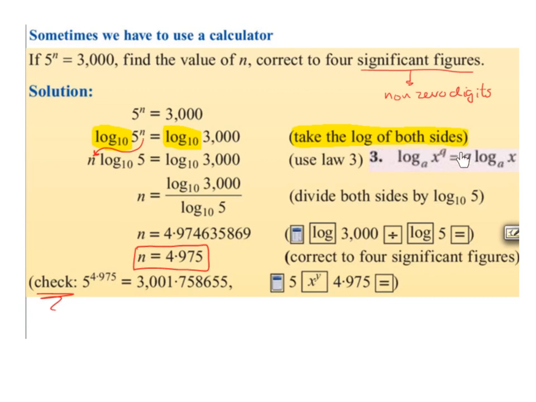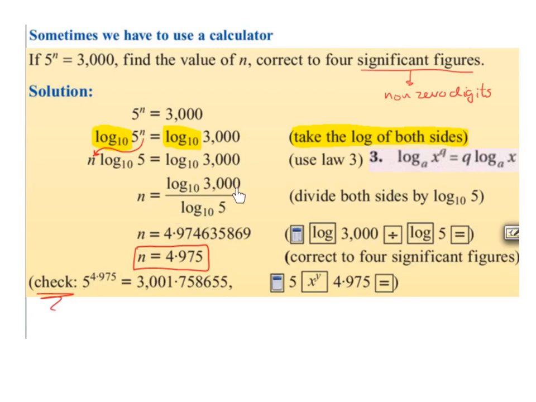Then we're going to use law 3 from our laws of logs to bring the power, which is n, down in front of the log. So we have n log base 10 of 5 equals log base 10 of 3000. And then we're going to divide both sides by log base 10 of 5 to get the n on its own. So we're dividing by what's stuck onto the n. So we have n equals log base 10 of 3000 divided by log base 10 of 5.